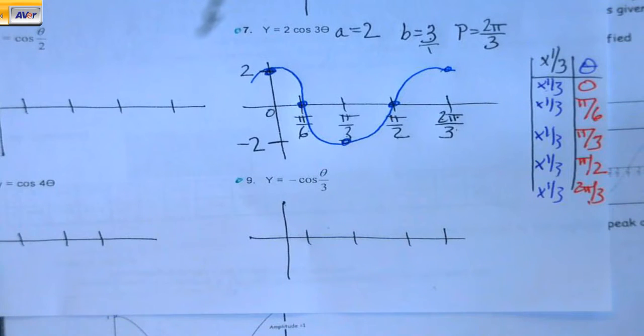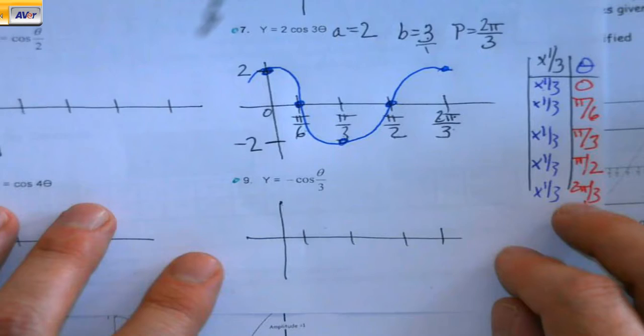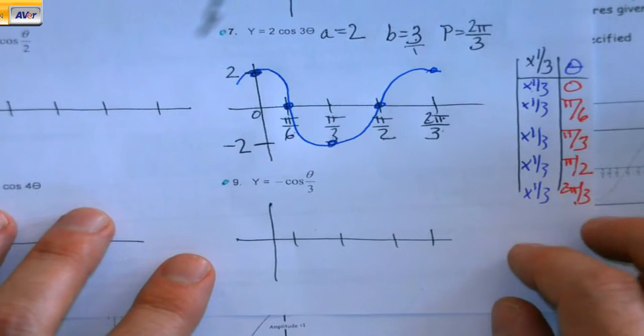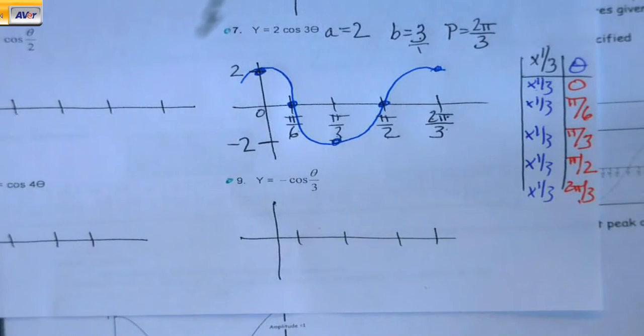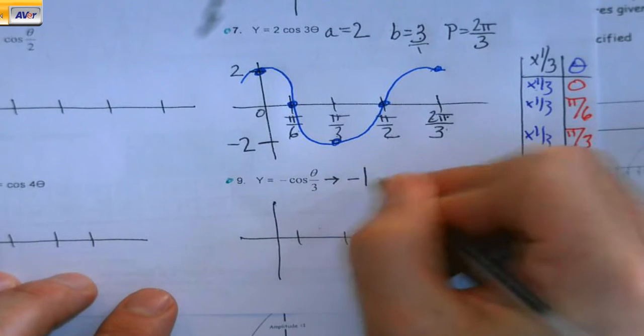The biggest thing for most of you is just going to be picking which way you're going to get your angle measures. And so when we get to this last one on the front here, number 9, okay, we're going to rewrite this first so we don't have any confusion.